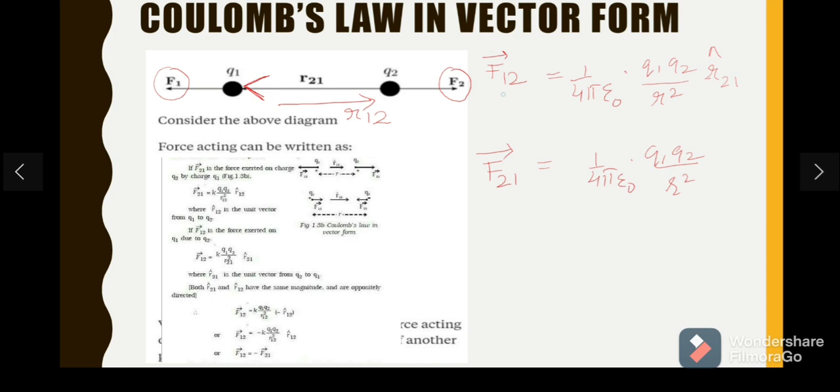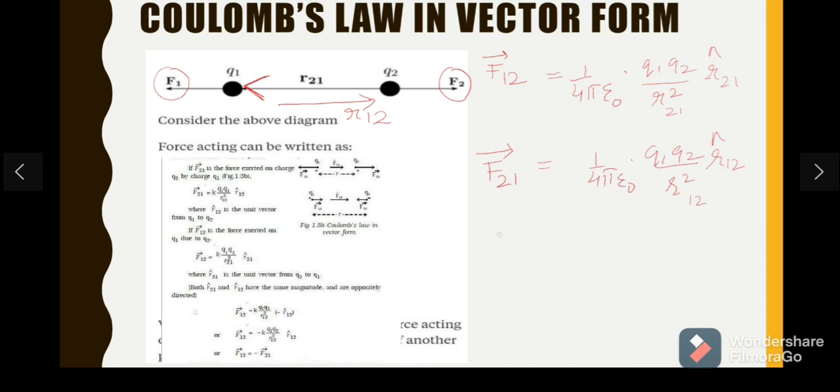So force on particle 1 will be directed along the direction R21 hat, and similarly if I want to look at the force exerted on particle 2 due to particle 1, this force, as we can see from the figure, would be directed along R12 hat. This is the unit vector associated with force 2. So this basically gives us a way of writing and telling the direction associated with Coulomb's force.